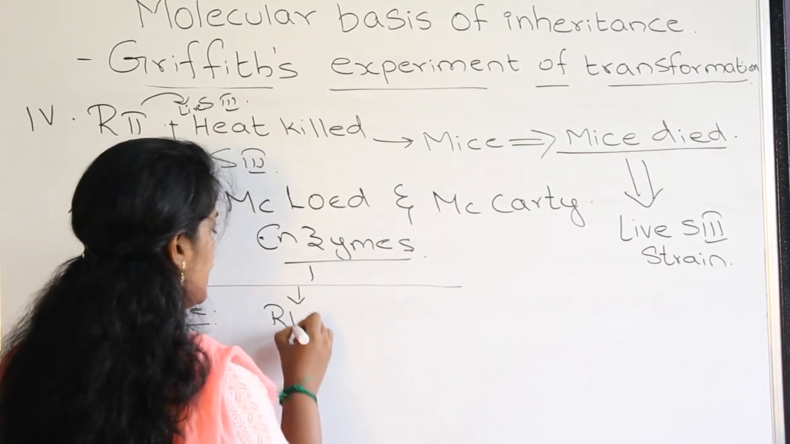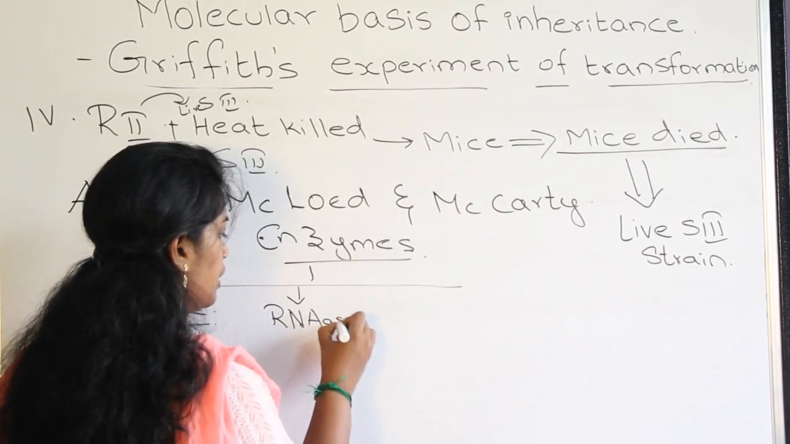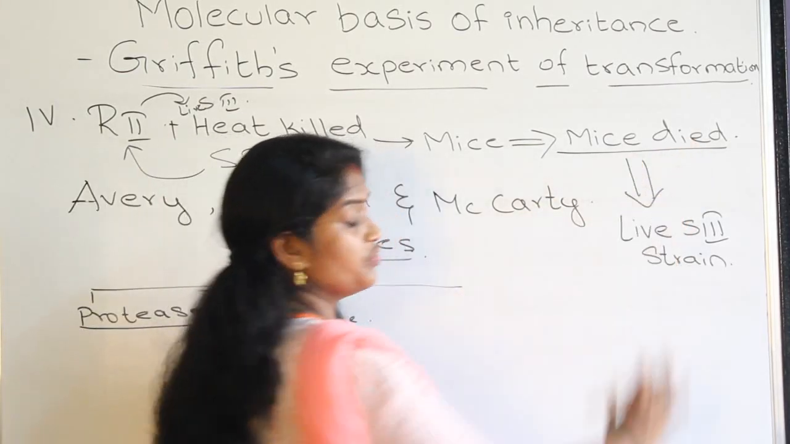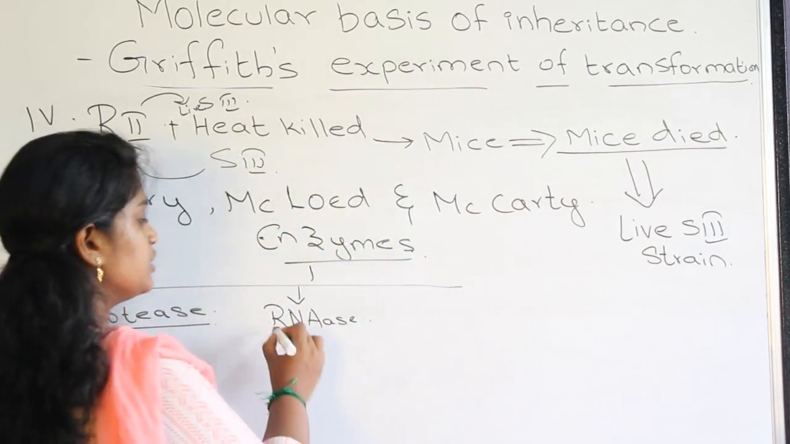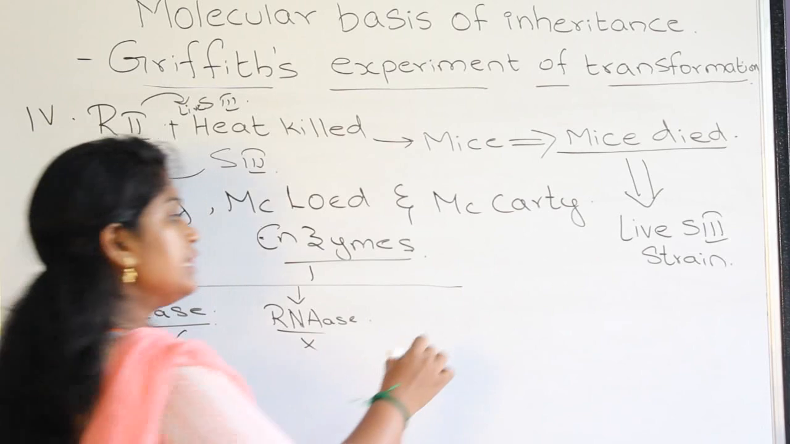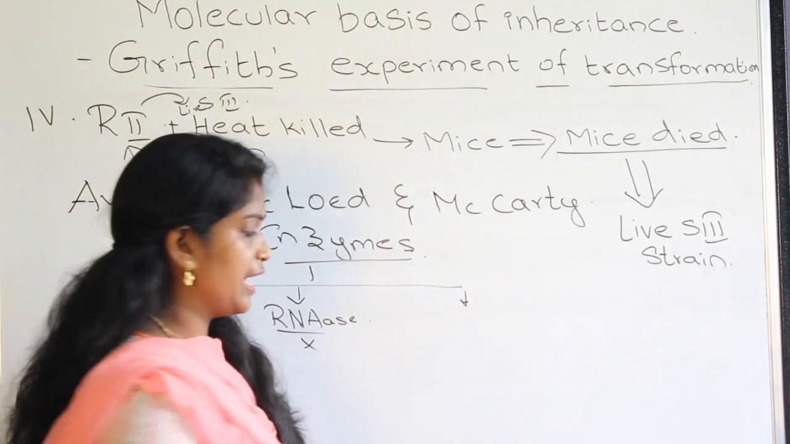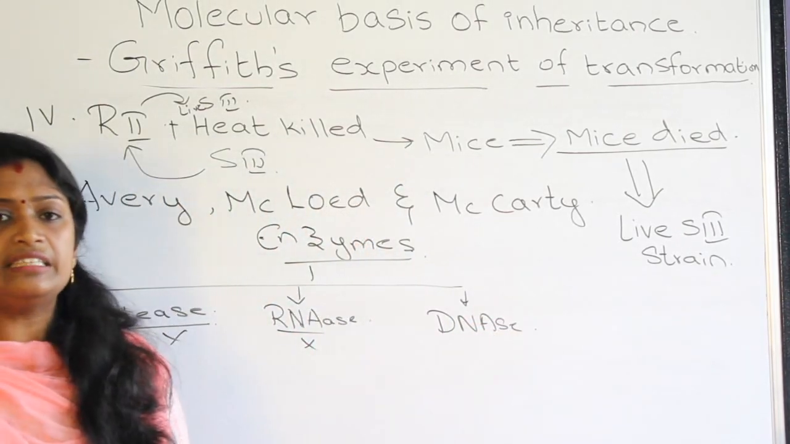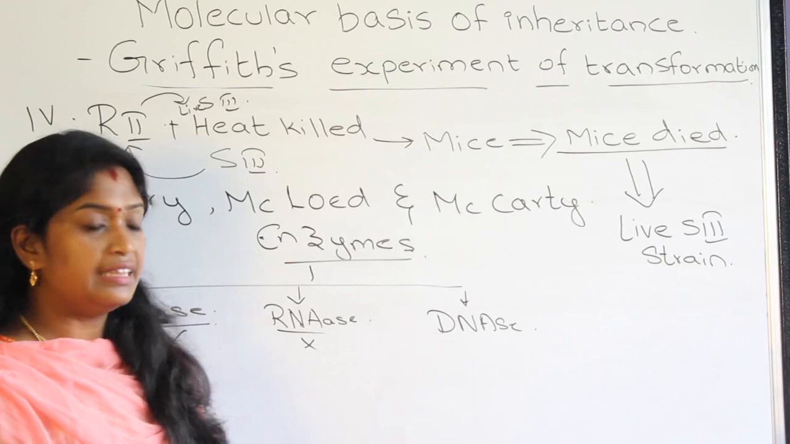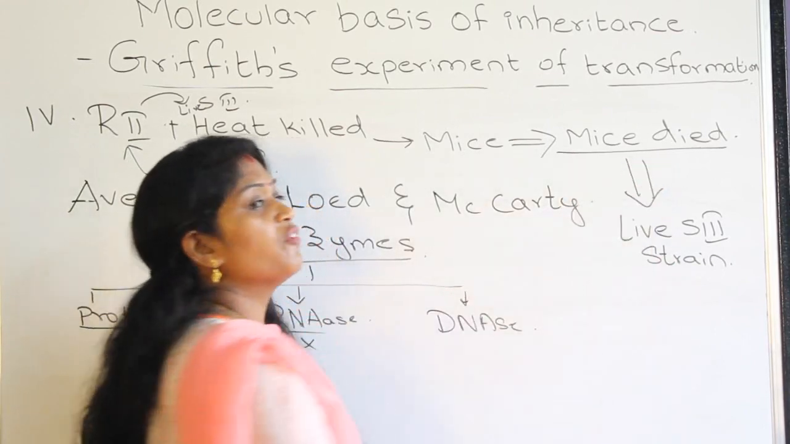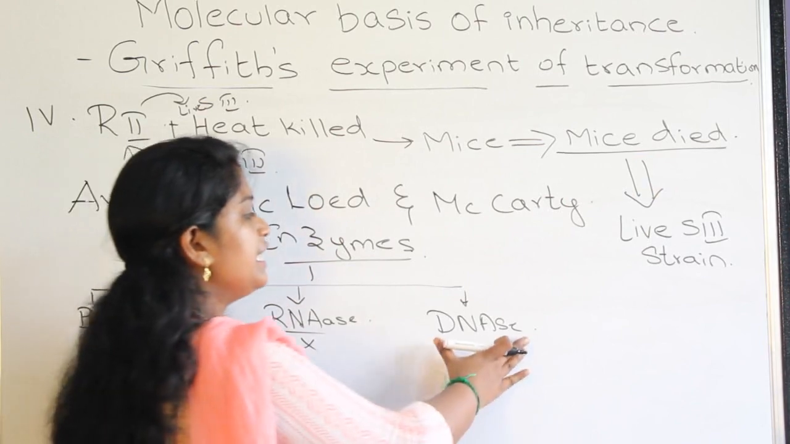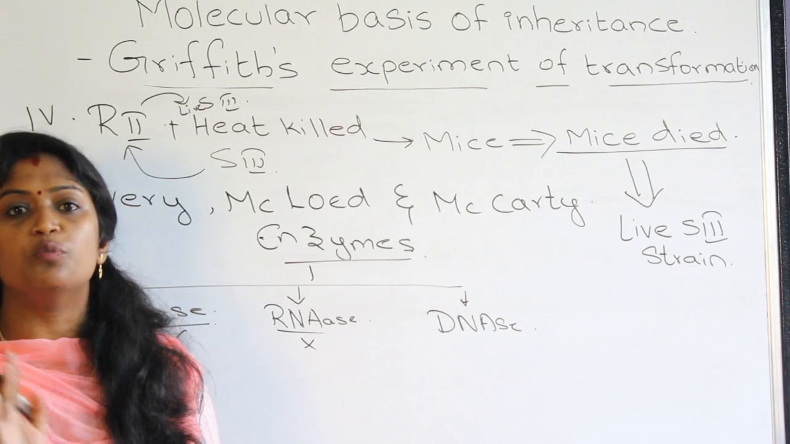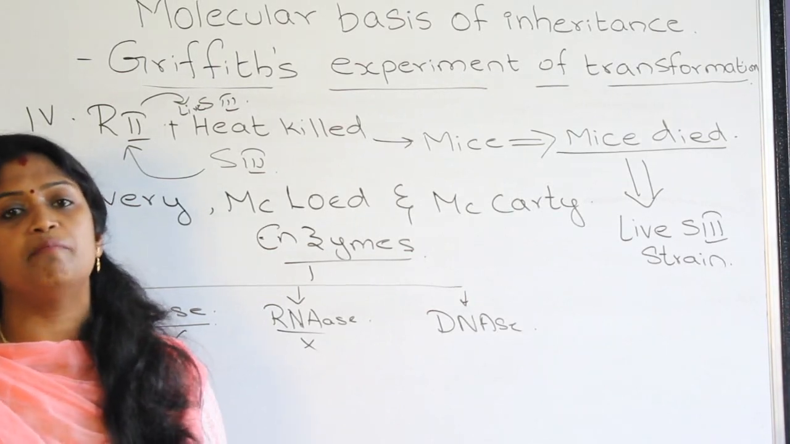They took the RNase enzyme, which is used to degrade RNA, and the same result was found, and this proved that RNA is not the genetic material. Again they took the third enzyme, DNase. Taking DNase for the experiment, they found that the mice survived. This is because the DNA got completely destroyed. Once the DNA got completely destroyed, it was proved that DNA was the genetic material.